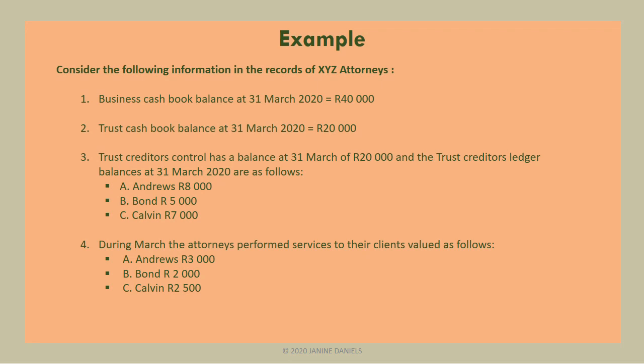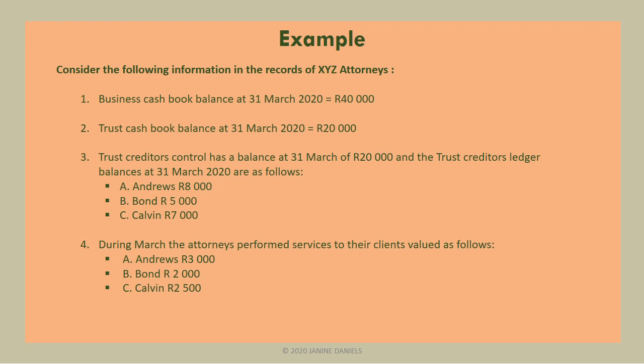Let's look at an example. Consider the following information in the records of XYZ attorneys. The business cash book has a balance at 31 March 2020 of 40,000 Rand. The trust cash book has a balance at 31 March 2020 of 20,000 Rand.